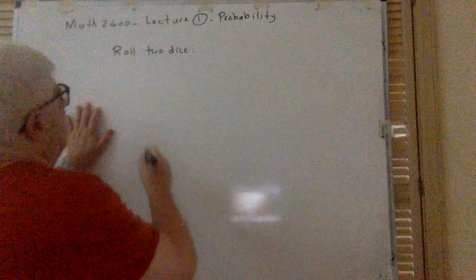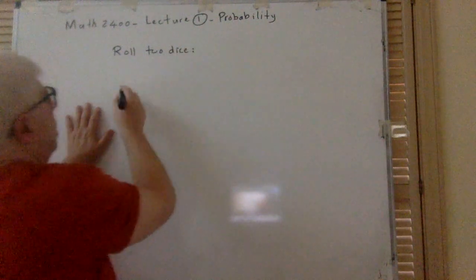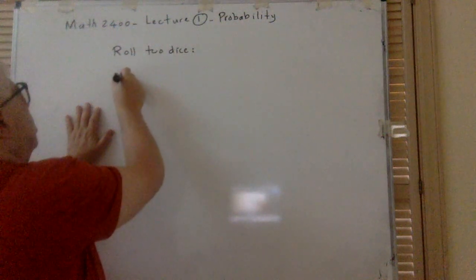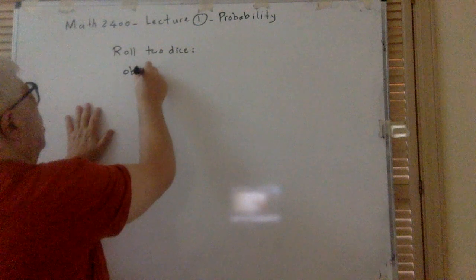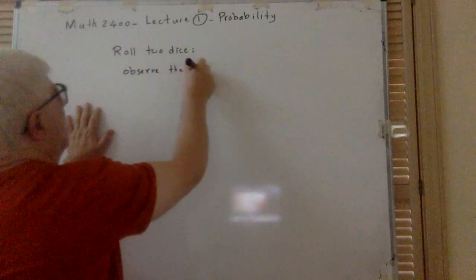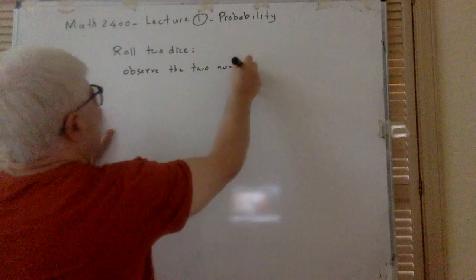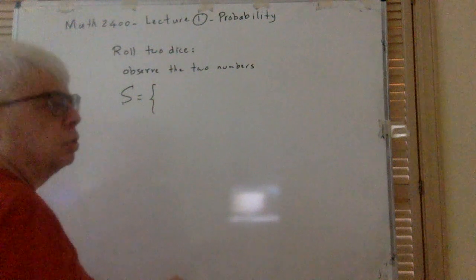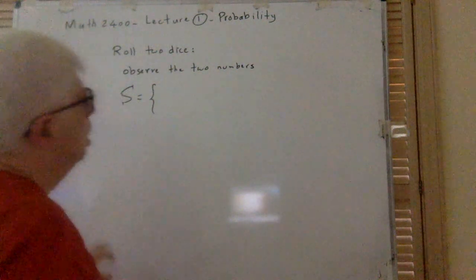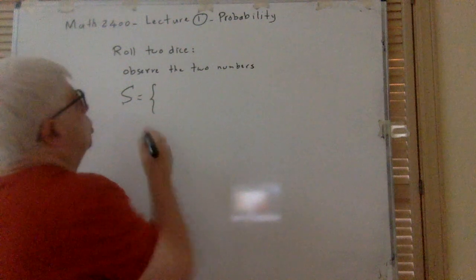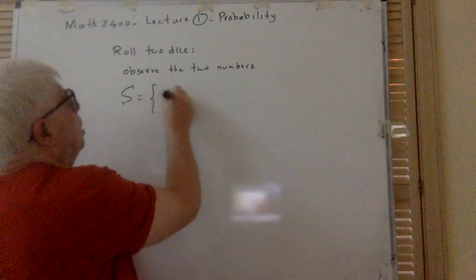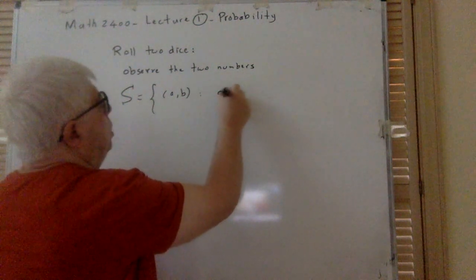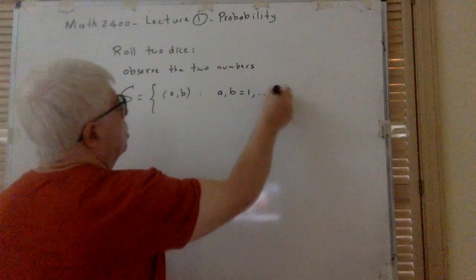So we can think of the sample space, and the sample space depends on what we observe. So first is observe the 2 numbers. And the sample space here will be what? What are the numbers? The numbers are from 1 to 6, so it's very similar to the other one, except it goes from 1 to 6 and there's no 0. So it is A comma B, and A and B go from 1 to 6.